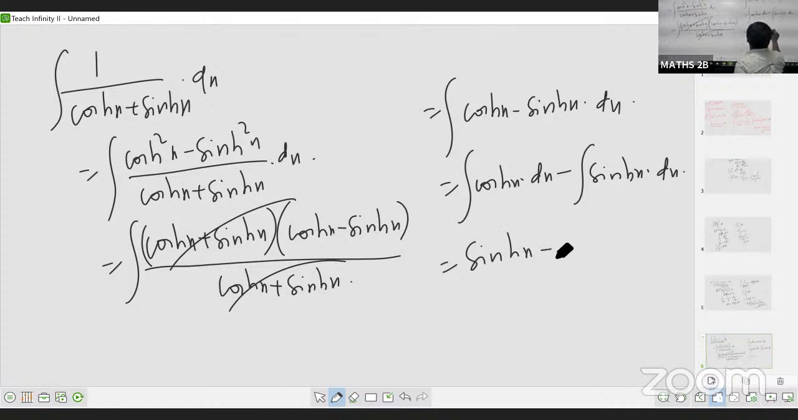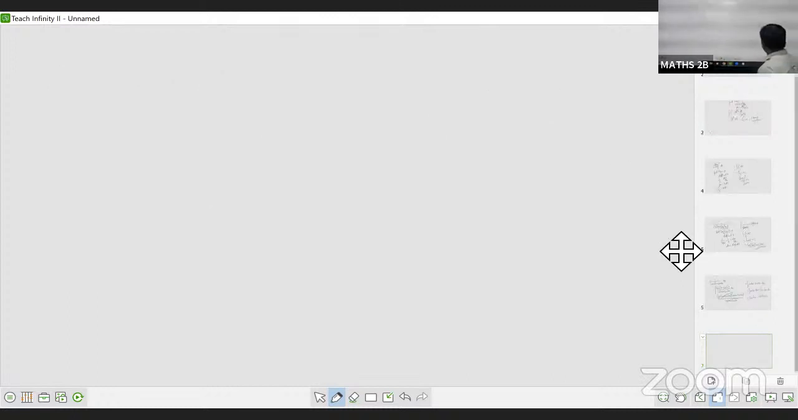Integration of cosh x is sinh x, and integration of sinh x is cosh x. So the answer is sinh x minus cosh x. Is it clear? Next.